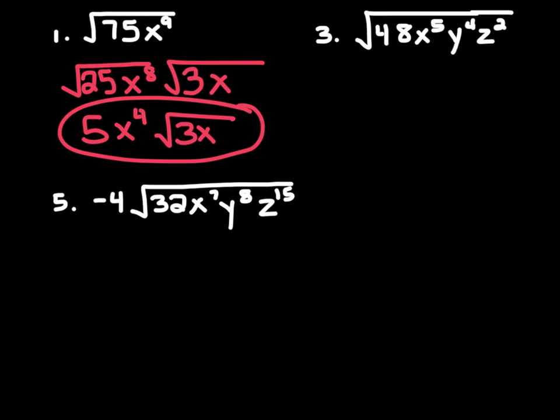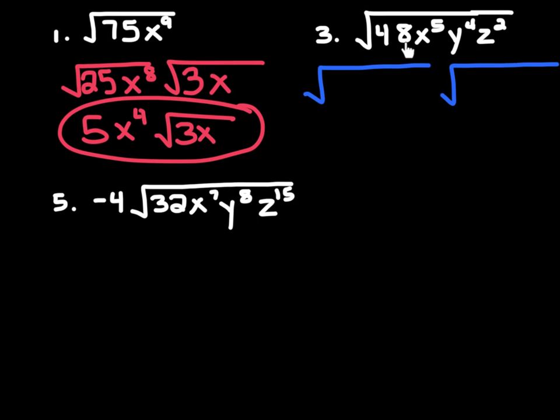Okay, let's take a look at number 3. Let's do it again. So now as we look at number 3, you can see there's some things under here that are perfect squares, but not everything is. So we're again going to break this up into 2 separate radicals, our perfect square radical and our leftovers, our non-perfect square radical.